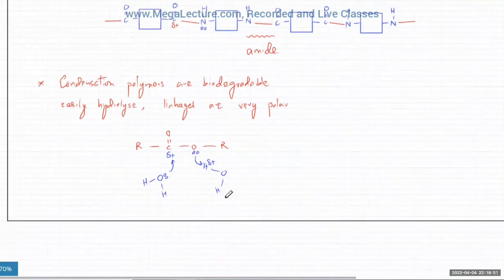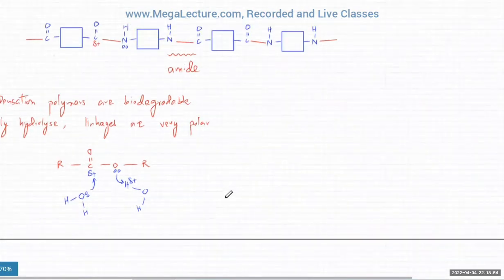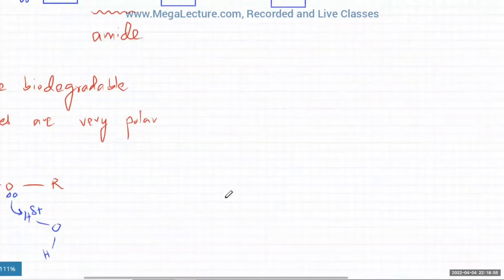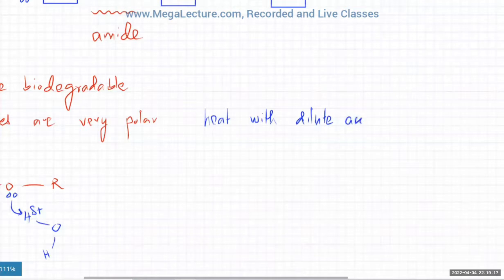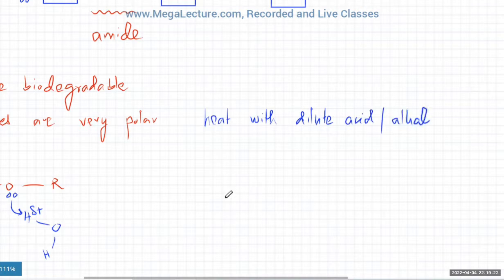So the linkages are very polar. Heating with dilute acids or dilute alkalis would definitely hydrolyze whatever the condensation polymer is. That is exactly what happens to protein when you cook it. You just heat it with dilute acid or alkali for hydrolysis to happen.